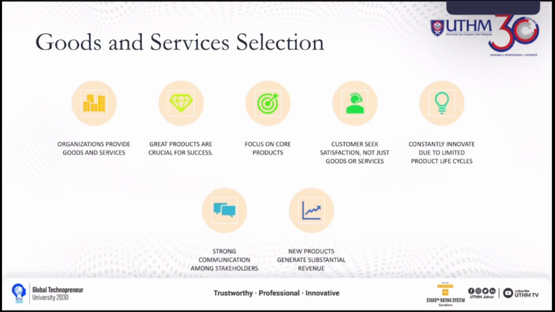The next one is to constantly innovate due to limited product life cycle. You know that every product has a life cycle, and that depends on the type of product. Some products have a long life cycle, but some products have a short life cycle. But of course, you need to be creative.